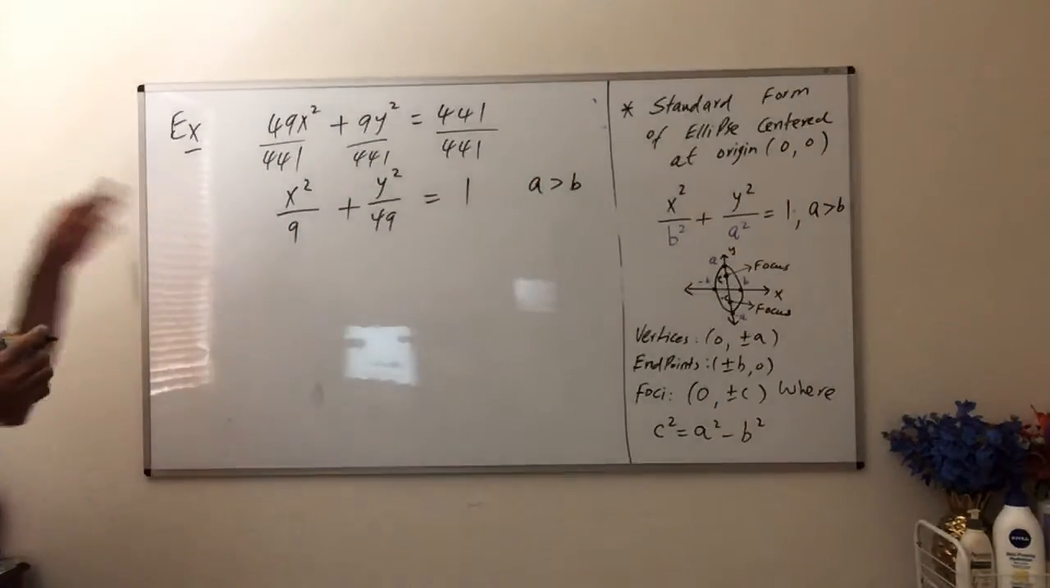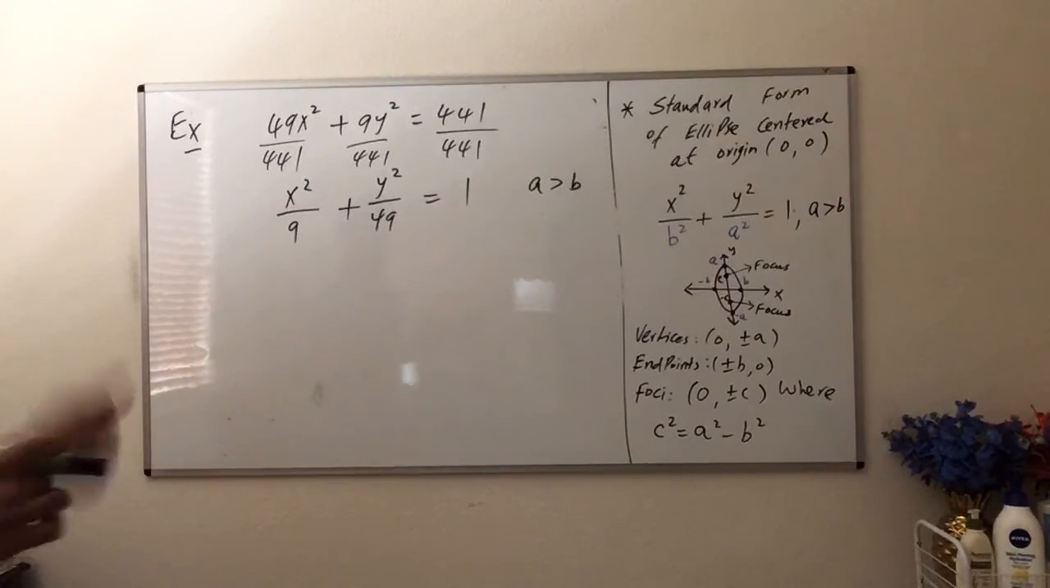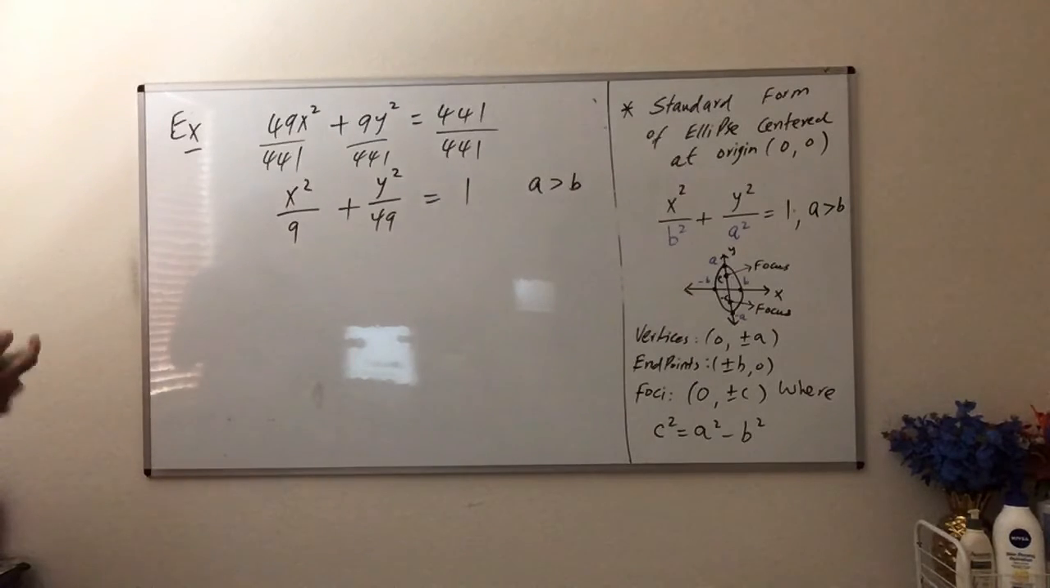Okay. So now, at this point, you can just remember the rule is a is greater than b. So which number is bigger? 49. 49 is under y. So this means your major axis is the y-axis. And this time I can show you the domain and the range as well.